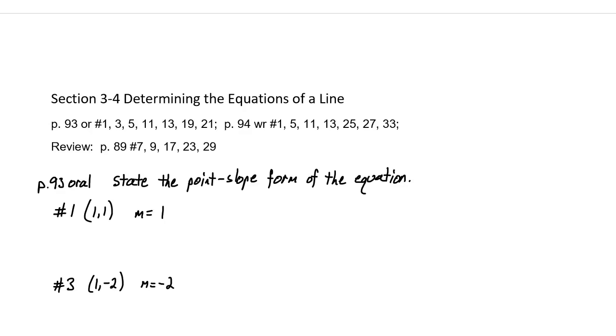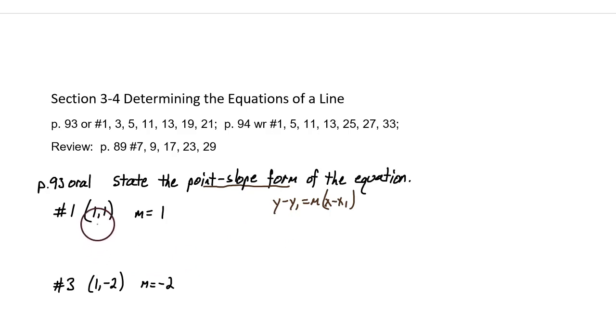Here are the answers for the section 3-4 assignment, beginning with page 93 oral. We're asked to give the point-slope form of the equation. There's a formula for that. Y minus y1 equals m times x minus x1.